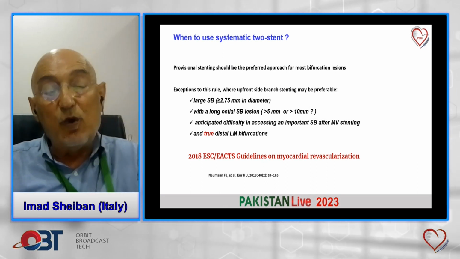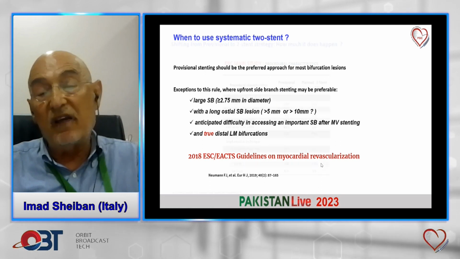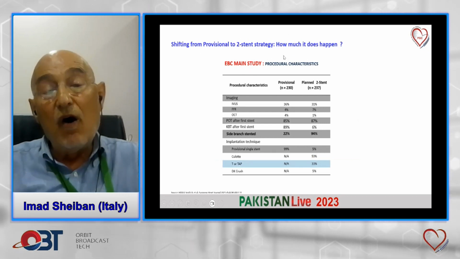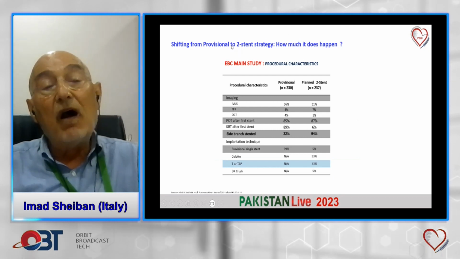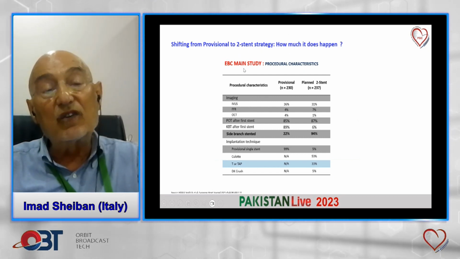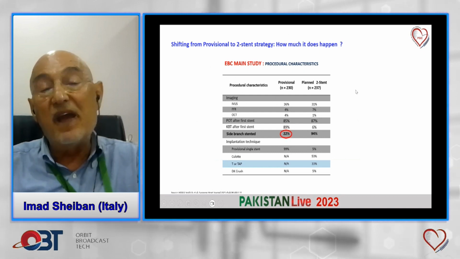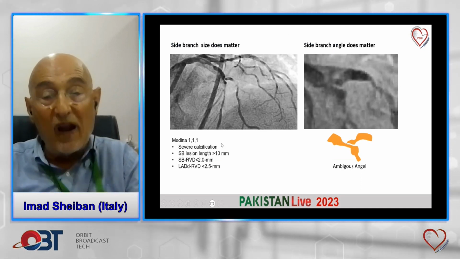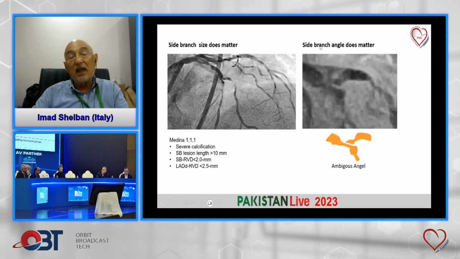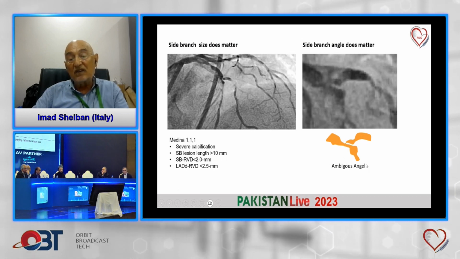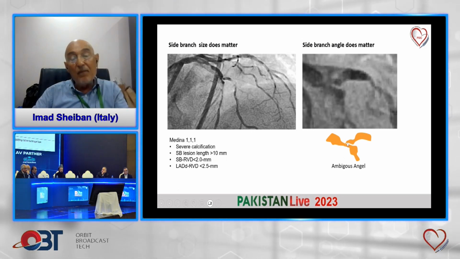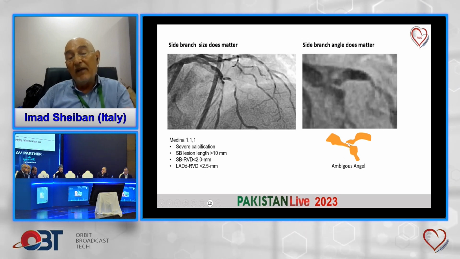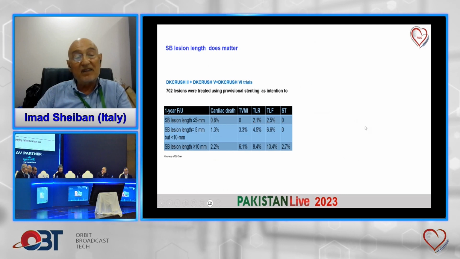So this is according to the European Society guidelines for myocardial revascularization. And now we know that in almost 20% of patients, we are shifting from provisional to two-stent strategy, and this is what was recently also shown by the EBC main study. Now, the size of the side branch does matter in choosing one or two stents. Side branch angle as well, like this ambiguous angle. I think it's good to keep in mind that these side branches with difficult access might need upfront double stenting.